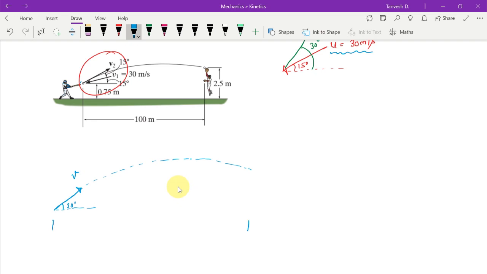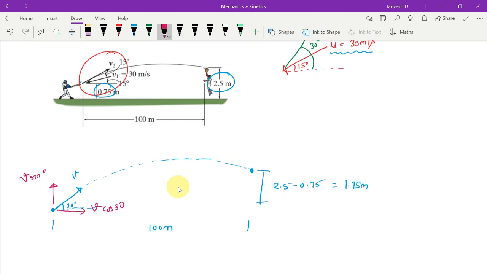This distance is 100 meters, and from this point to this point the distance is 2.5 minus 0.75, which is equal to 1.75 meters. This is the horizontal component of velocity. We will say V cos 30, and the vertical component is V sin 30.